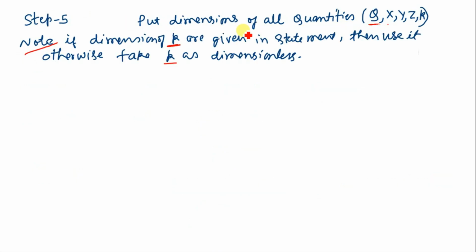After converting proportionality into equality, we will convert the dimensions of all quantities, that will be q, x, y, z and the constant of proportionality k. So here it should be remembered that if the dimensions of the constant k are given in the statement, then we will use these dimensions while deriving the relation. Otherwise, we will take the dimensions of k to be M0, L0, T0. That is, if nothing is said about the constant of proportionality, we will take it to be dimensionless.